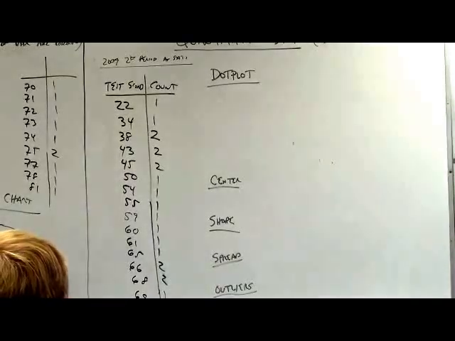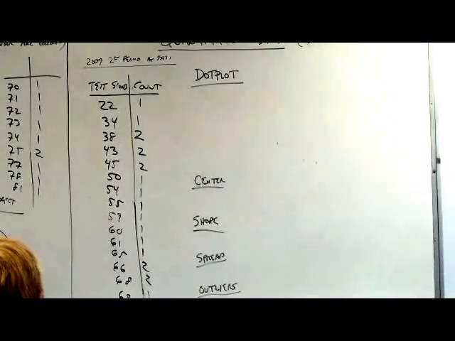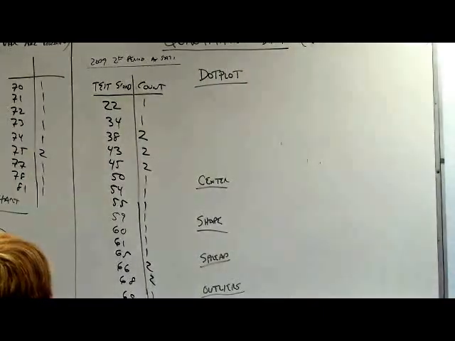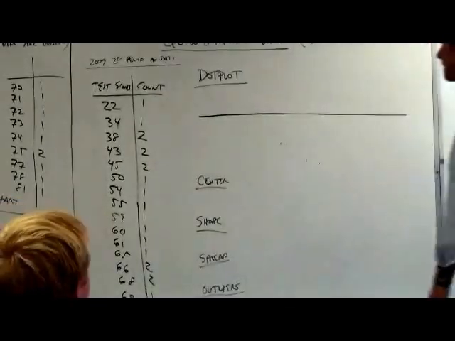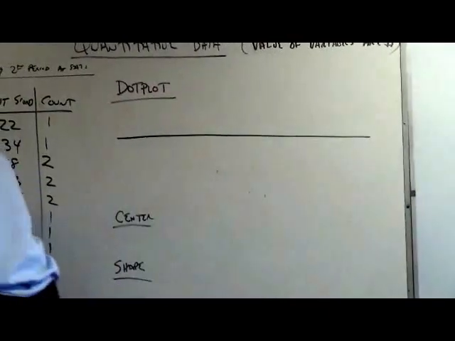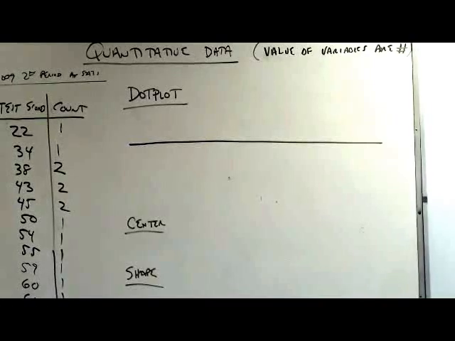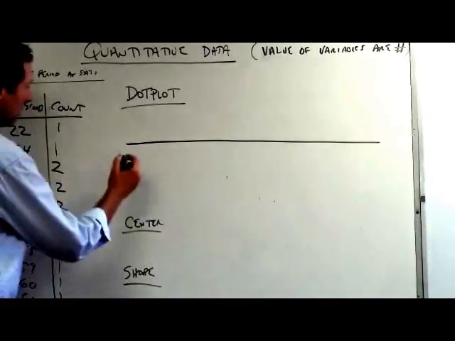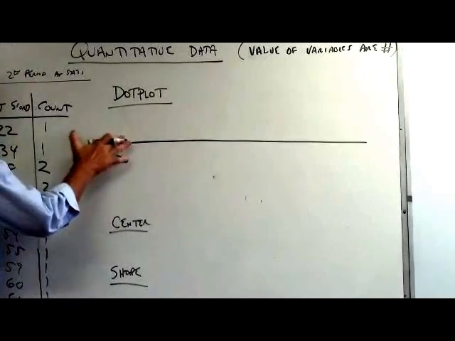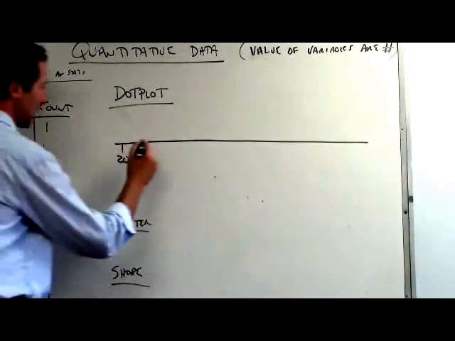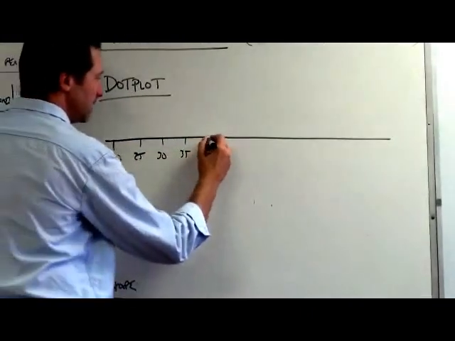When we're creating a dot plot, the first thing you've got to do is this. Don't start throwing dots up. Create a number line. Create a good number line. Give yourself a lot of space, draw a number line. All right, then what have we got from 22 to 81? So I'll go from 20 to 85. Don't do this, because I'm going to put dots up here, so I always do that. So there's 20. I just kind of go by 5s, 25, 30.